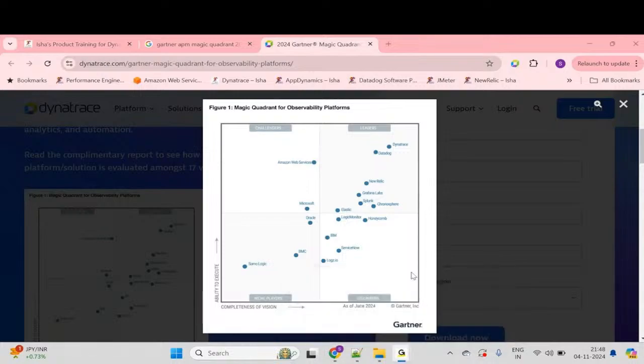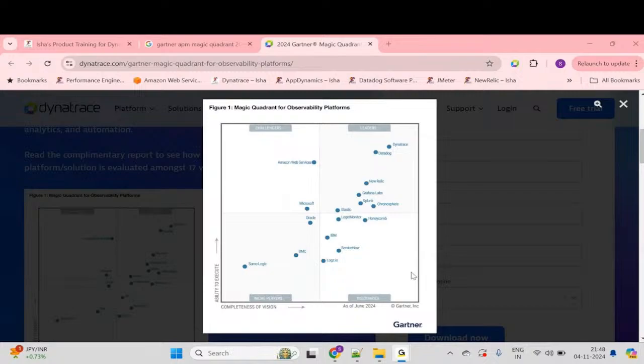AppDynamics was acquired by Cisco, and in recent times probably they did not add new functionalities or new technologies, I'm not sure. That is the reason they were not part of the 2024 list, but till the previous year, it was there. AppDynamics is a tight competitor for Dynatrace in the APM world. They have a huge reputation in line with Dynatrace. Maybe because they did not add more functionalities, they are not part of this list.